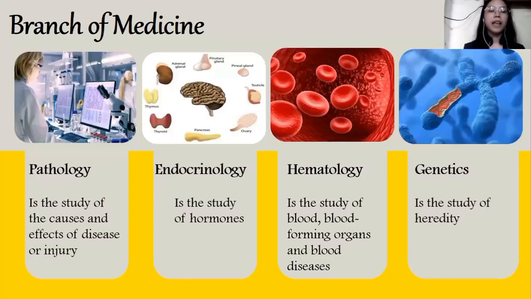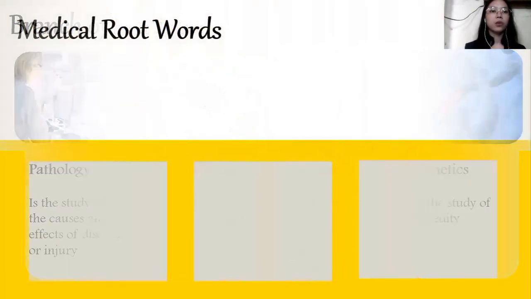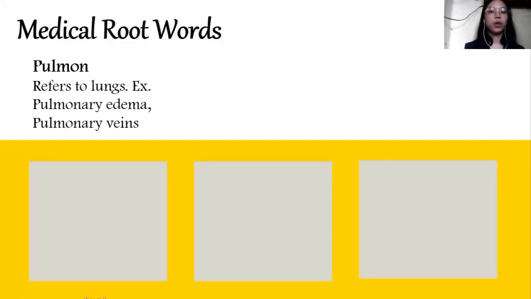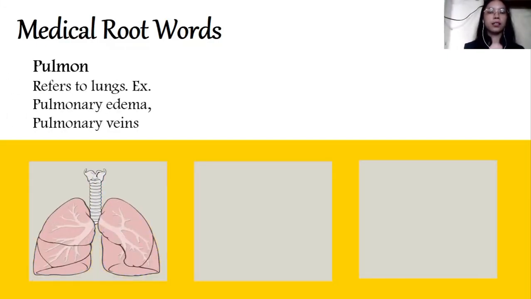I would now like to move on to the next topic, which is medical root words. Root words are a basic word to which affixes, the prefix and suffix, are added. It forms the basis of a new word. First root word is pulmon. Pulmon refers to lungs. Pulmon refers to lung, the respiratory organ situated inside the pleural cavity of the thorax.